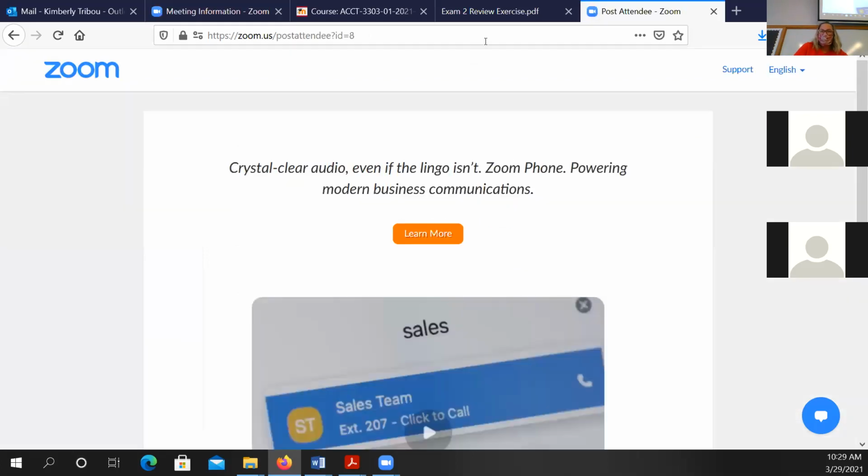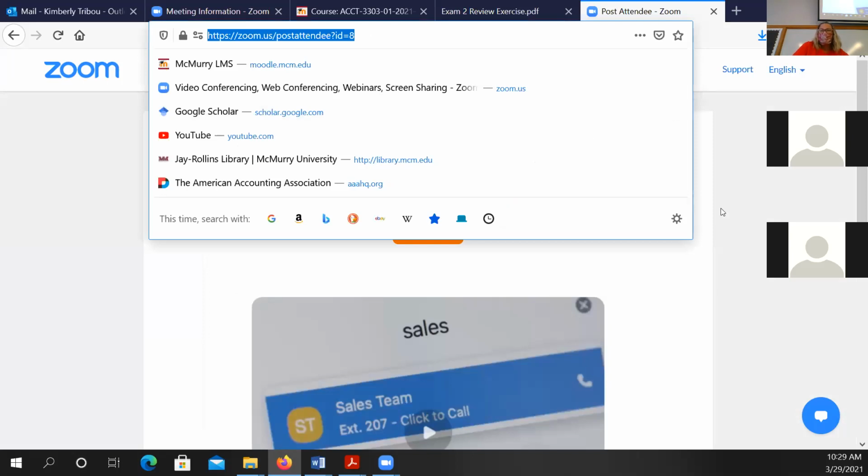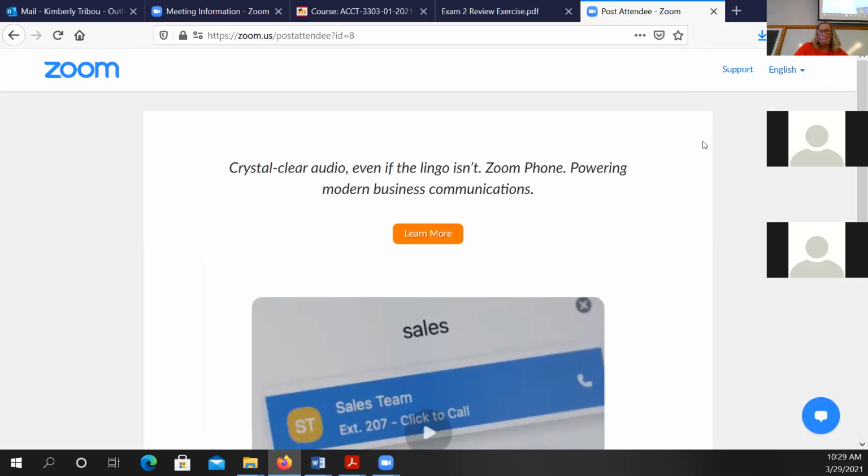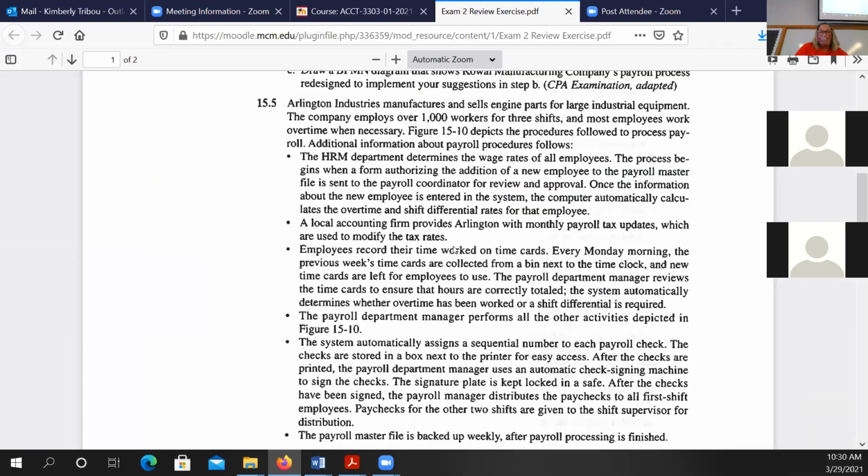So yes, it's the payroll process. It is the payroll process, yes.